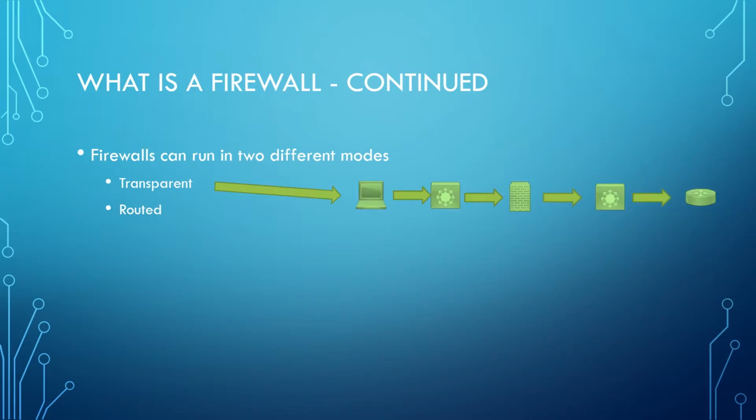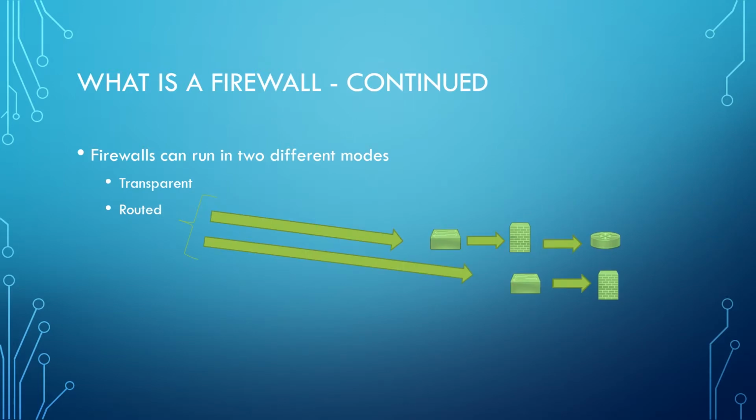Transparent is where the device can run between two devices and not be detected. For example, if you were to put a firewall between these two switches, the traffic would pass through the switches without either of the switches knowing that the firewall is in between. This is helpful if you're auditing your local network and you don't want the end users to know or feel the interruption of a firewall in place.